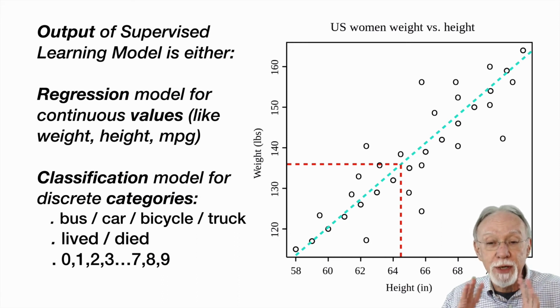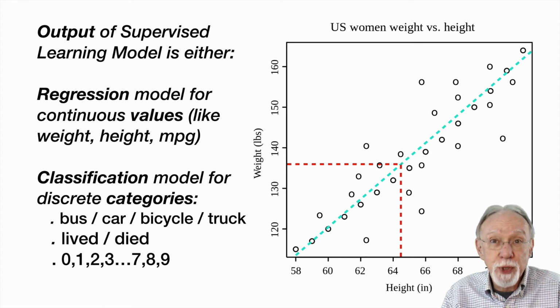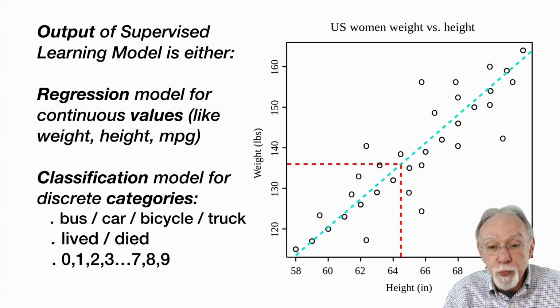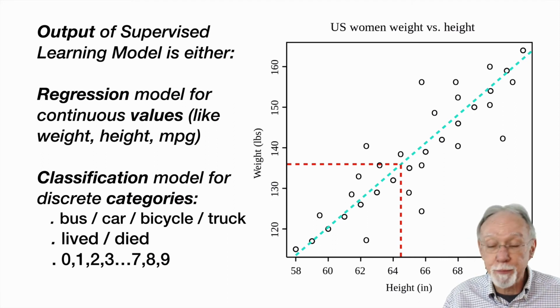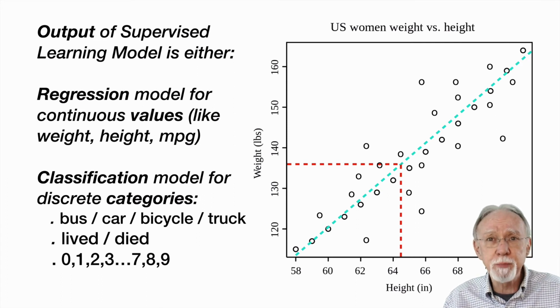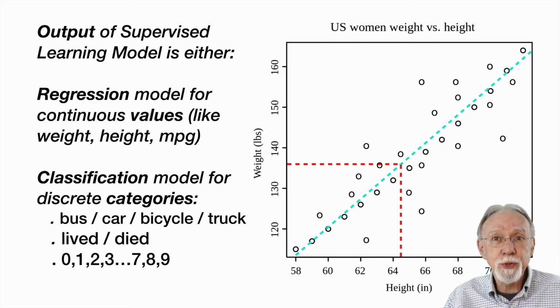So the output of a supervised machine learning model is either a regression model, which we would use if there are continuous values like height, weight, miles per gallon. Our example here with women's weight and height. Imagine a detective at a crime scene finding a woman's footprint in soft mud. Based on how deep the impression is, he could estimate the woman's weight, and using the regression line, give an estimate of how tall she might be.